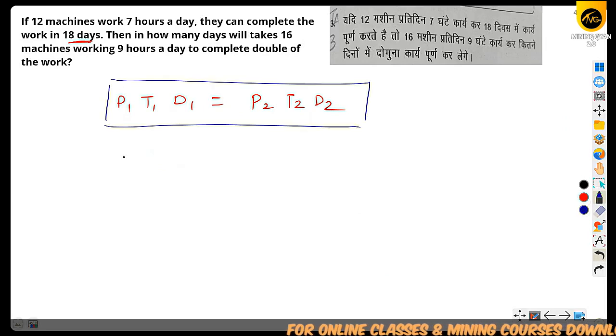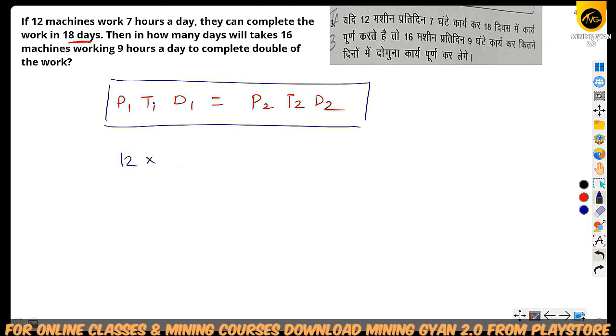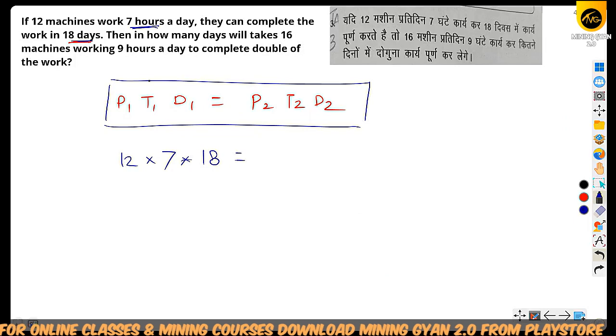Now P1, in this case, is the number of persons, that means the number of machines. So basically 12 into the time duration per day. So basically per day 7 hours time duration hai. So T1 means 7 multiply D1. D1 is basically कितने दिन काम कर रहे हैं. So they can complete the work in 18 days. So D1 is the 18 is equals to P2.